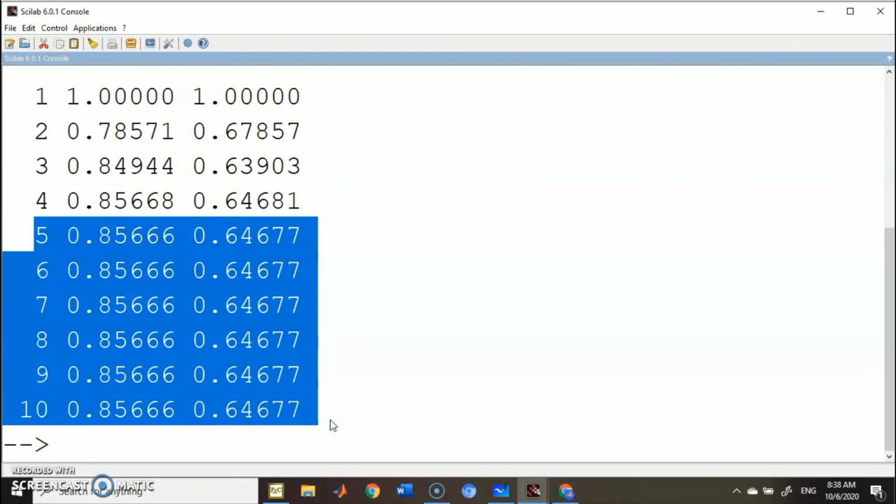Okay, so this is how you write a code, Scilab code, on solving a system of nonlinear equations using Newton's method.